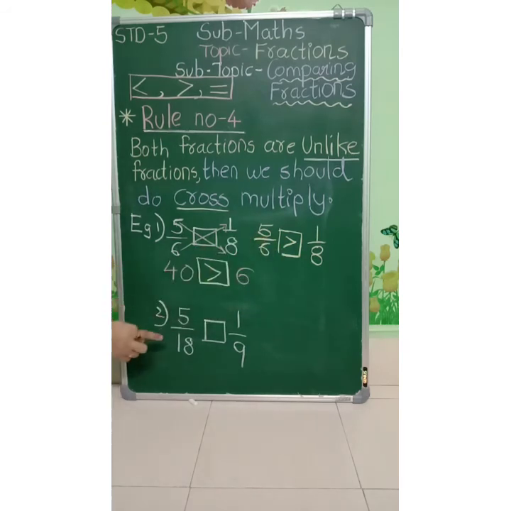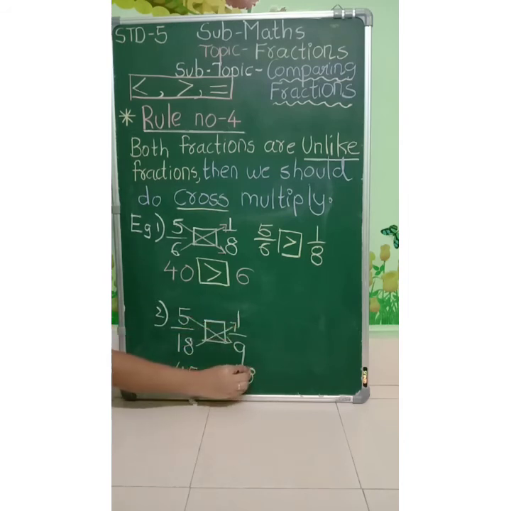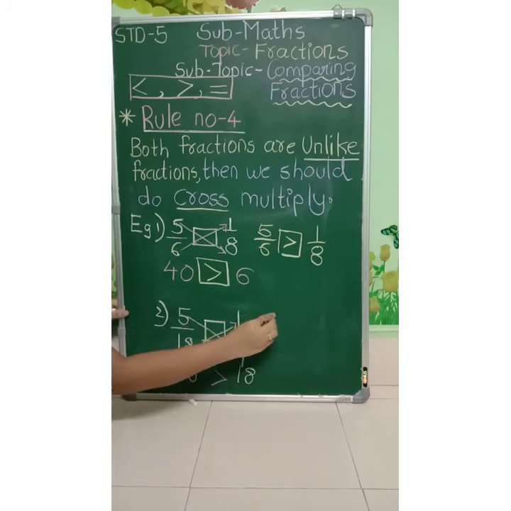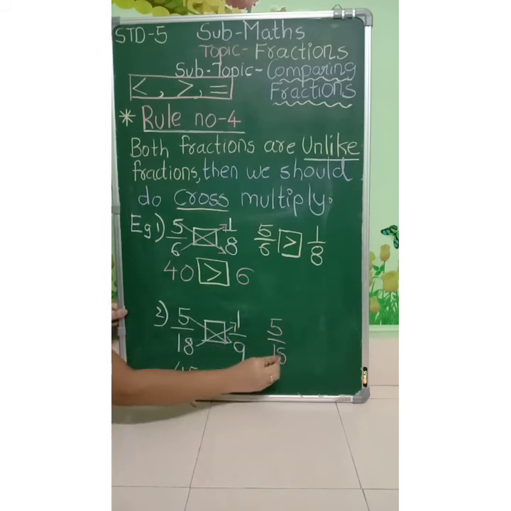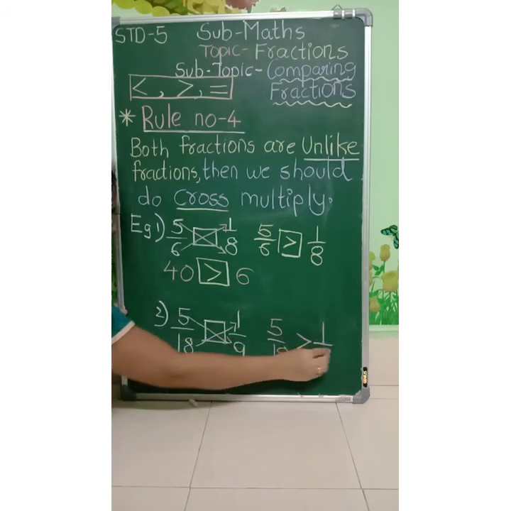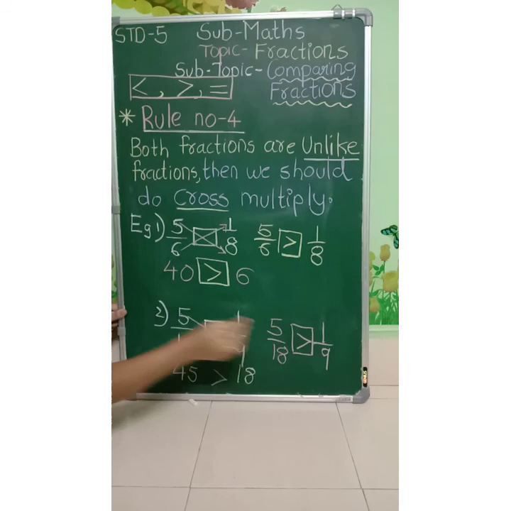Understood? Now here also, 5 upon 18 and 1 upon 9. All numbers are different, so this is called an unlike fraction. So what will you do? If both are unlike fractions, you will cross multiply. 5 9s are 45. 18 1s are 18. Which number is greater here? 45. So 5 upon 18 is a greater fraction than 1 upon 9.